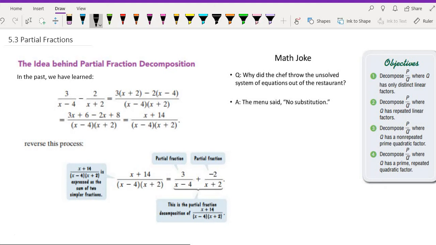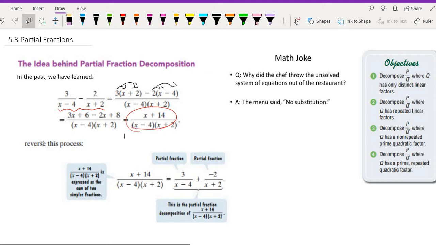Hello guys, today we're going to study 5.3 partial fractions. In the past we had to learn something like this. If we have a given 3 over x minus 4 minus 2 over x plus 2, we can find the common denominator here, which is x minus 4 times x plus 2. Then we do a distribution, and then we collect like terms, then we find x plus 14 over x minus 4 and x plus 2. Okay, and this is our solution.